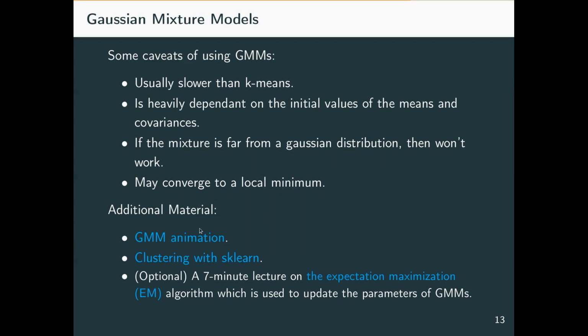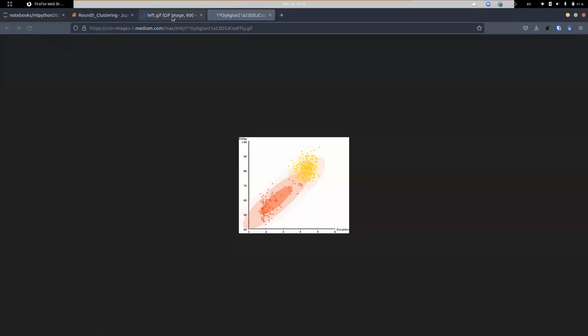Let's also see another animation of that. As you can see here, the denser the circle is, the more probable it is that the data points there belong to a certain cluster. As you can see with the yellow data points, when it converges, there are these yellow data points that don't seem to be probable at all to belong to that cluster. So maybe we could consider them as outliers or still accept them.